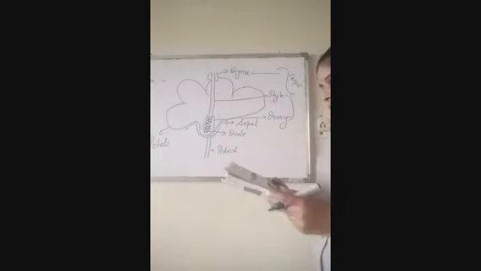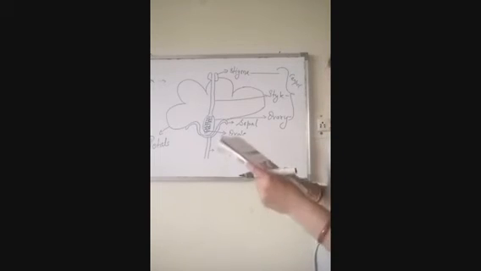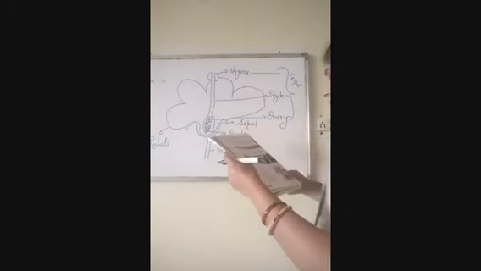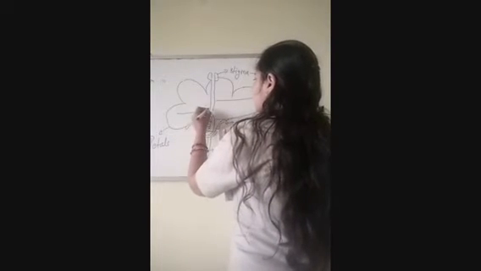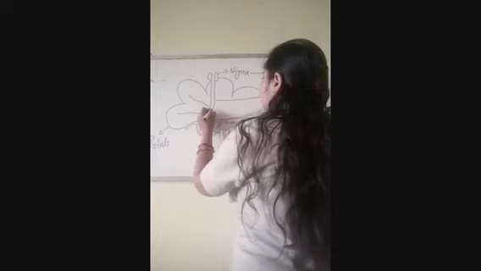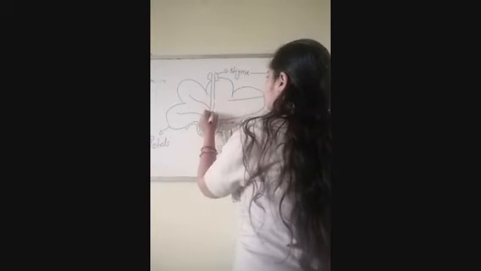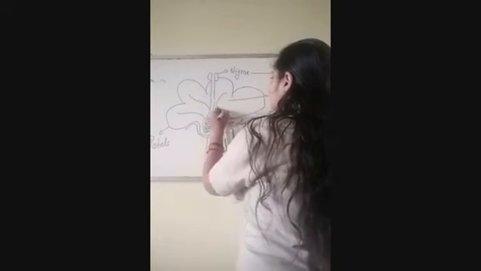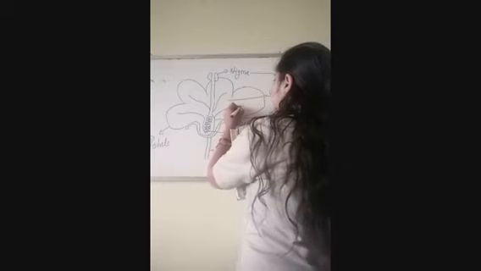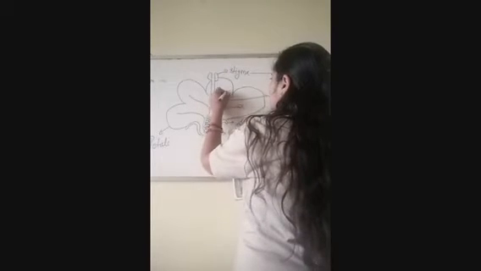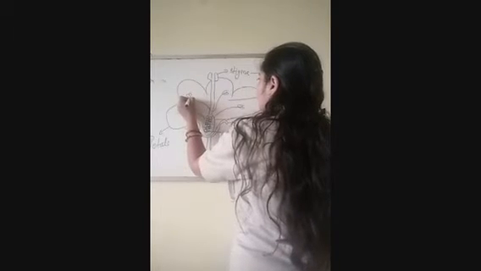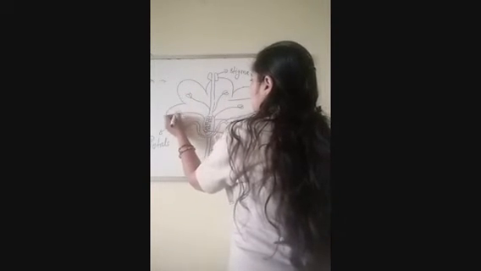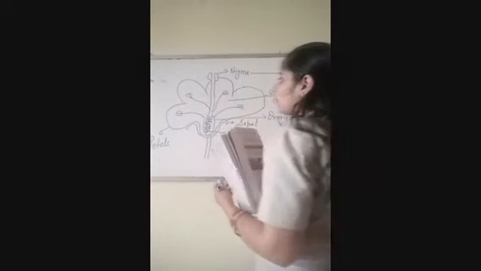Now we are talking about the male part of the flower. So it is your anther and filament. You can see the structure like this in the flower. Here there is a structure like this. These all are the male part of the flower. Here you can see the male part of the flower.